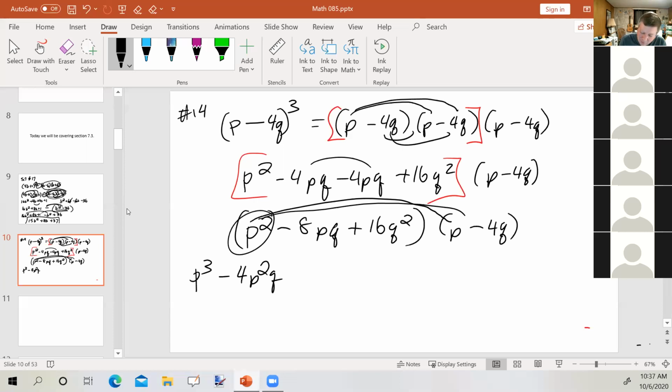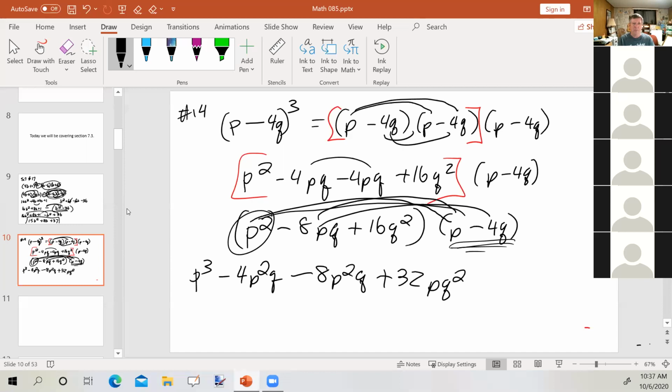Okay. So now we've taken p squared times all of this. Now we're going to take minus 8pq times all of this. So we get minus 8p squared q plus 32pq squared. All right. And now we're going to take all of this times all of this. So we get plus 16pq squared minus 64q cubed.